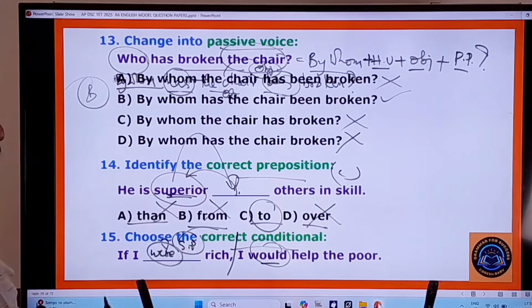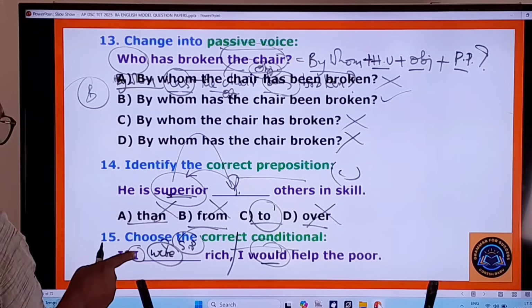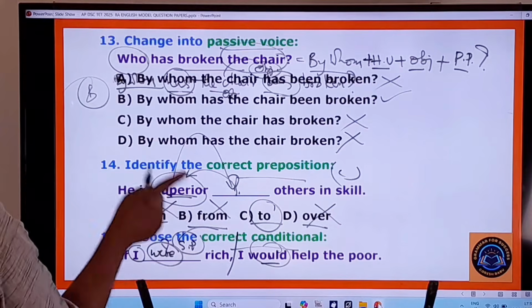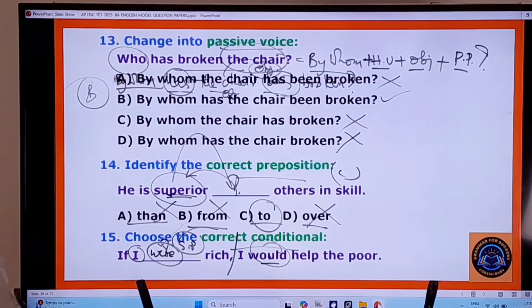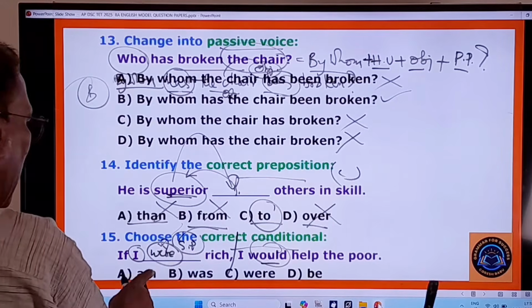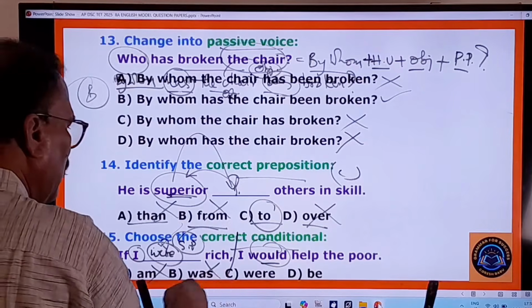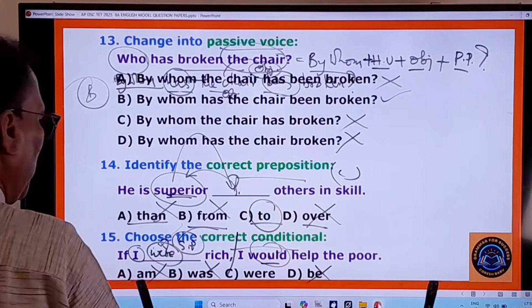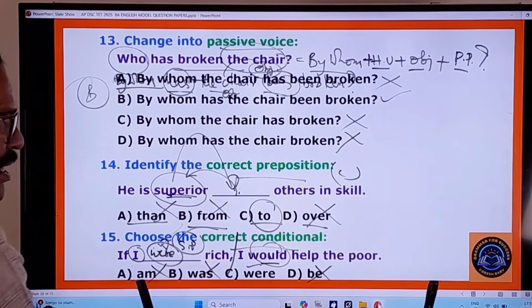and nothing else. Whatever may be the person here, whether it is I or we or he or she or you, whoever it may be, you must use only were here. Now let us look at the given options. Am, was, were, be. Here am is not the right one, was is not the right one, be is not the right one. You have to use were. If I were rich, because it is an impossible conditional sentence.